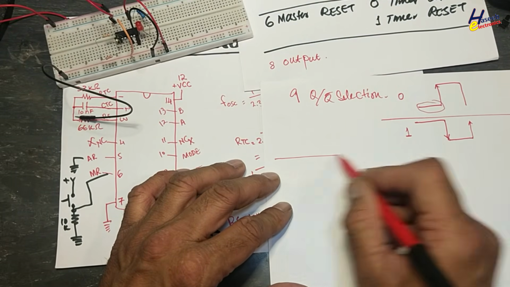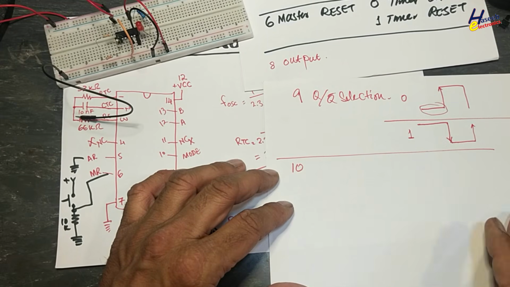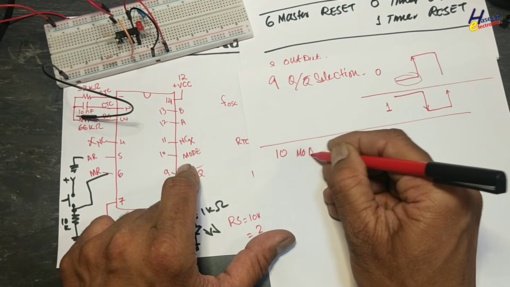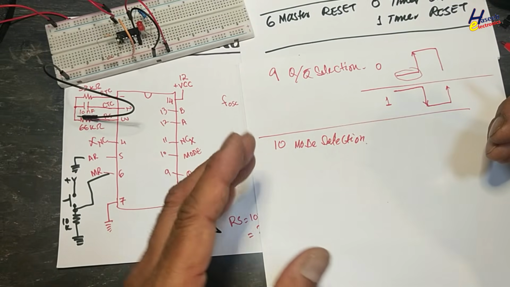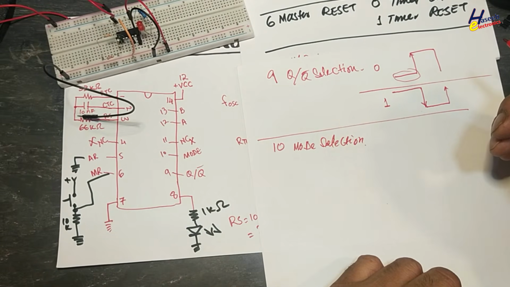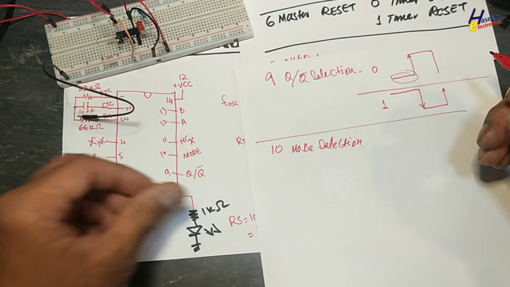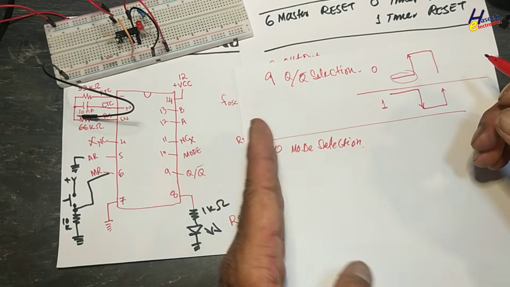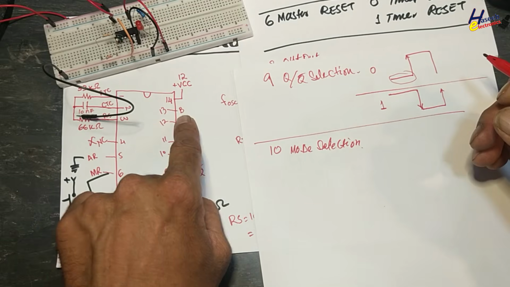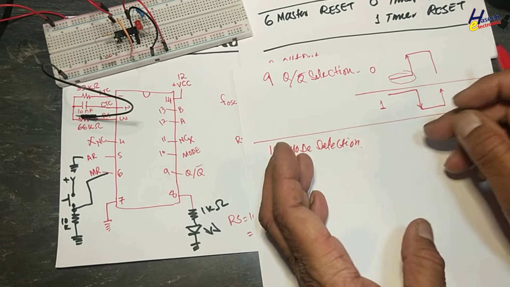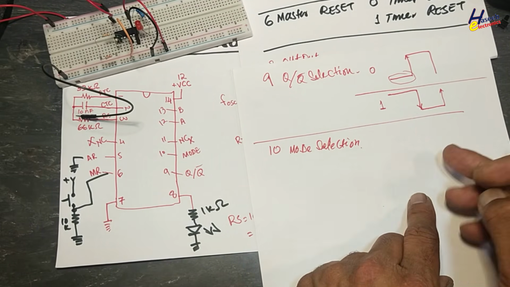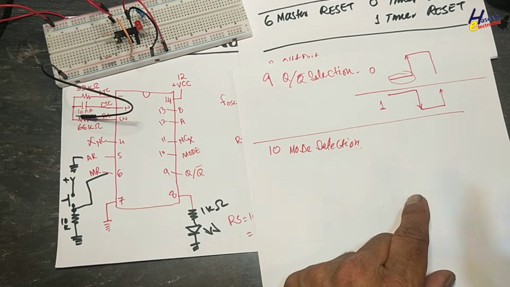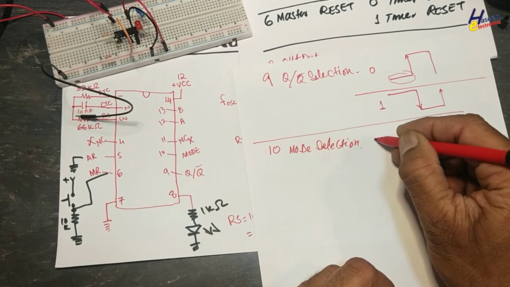Then there is pin number 10. Pin number 10 is mode selection. If you want to make a delay timer, just press the reset button, and this IC will start to count. After the number of pulses which we select from these two pins, it will create a delay time, then it will operate the device for that duration, then it will turn off. So it is single cycle.